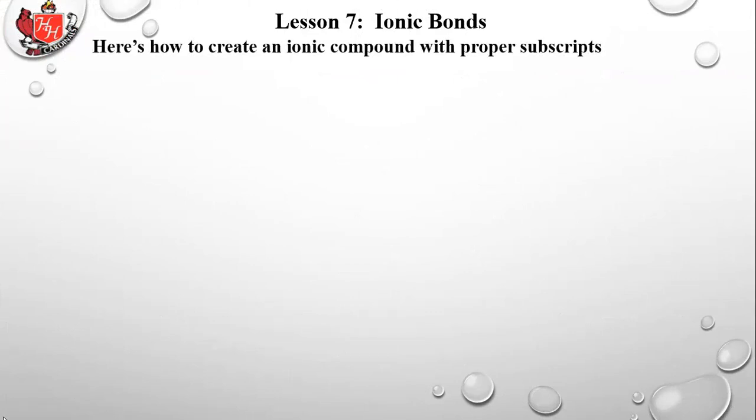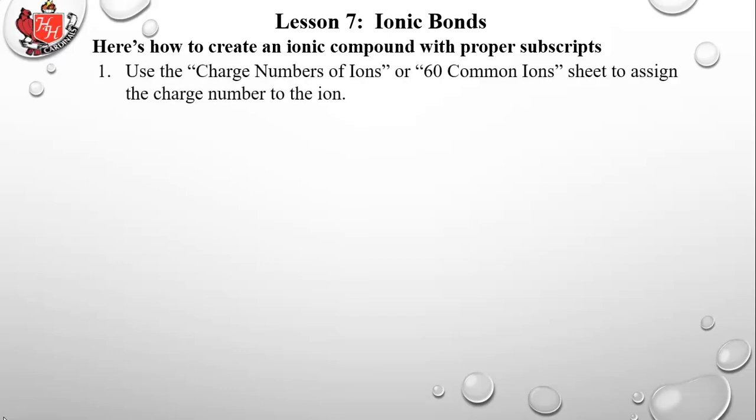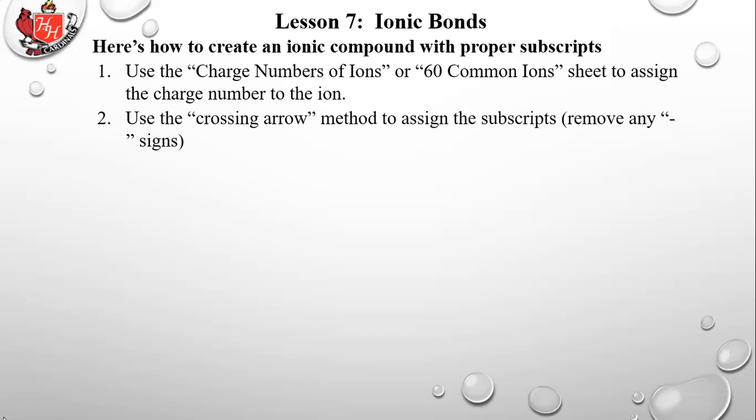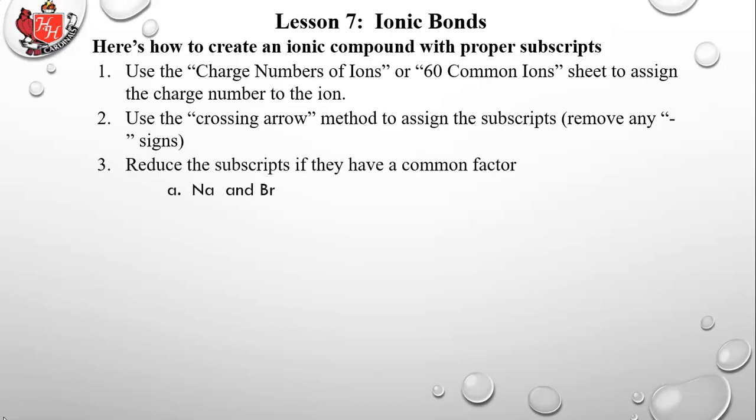ionic bonds. So here's how to create an ionic compound with proper subscripts. You're going to need the charge numbers of ions sheet and the 60 common ion sheet. So using the crossing arrows method, assign the subscripts, remove any negative signs. So what we're going to do is put those two together.